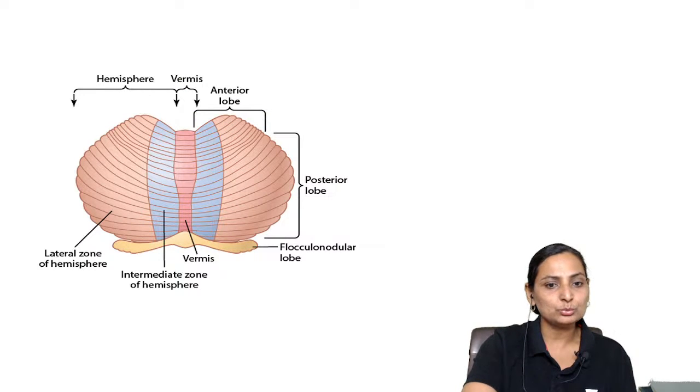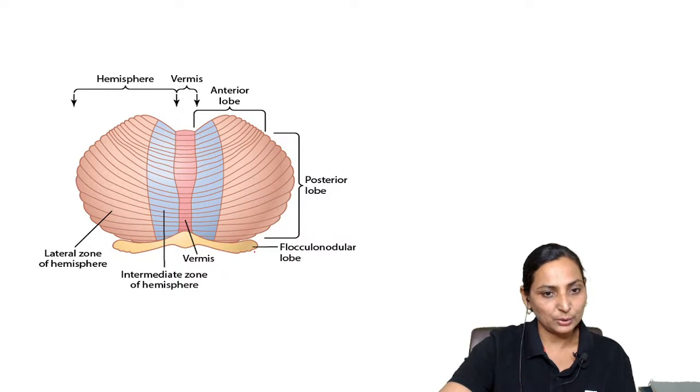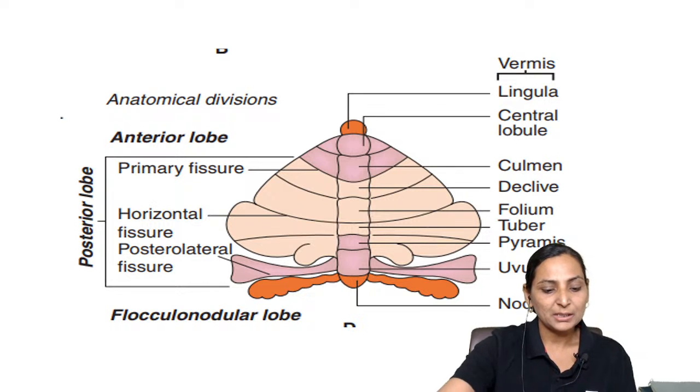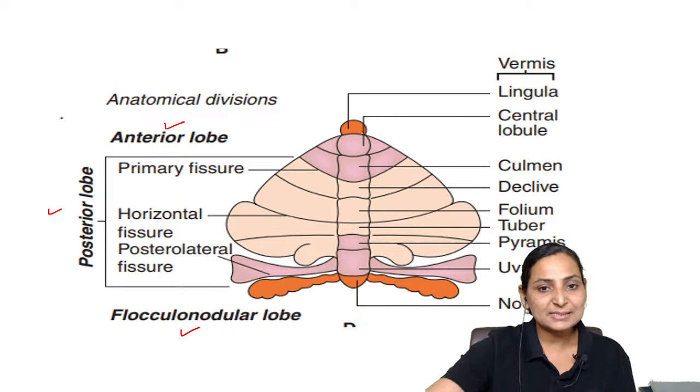Okay, now we look at the cerebellum. This is your cerebellum, which has this lateral zone. This is the posterior lobe. This is the flocculonodular lobe. This is the vermis, and the areas adjacent to the vermis are the intermediate zones. Now the anatomical division of the cerebellum: you have an anterior lobe, the posterior lobe, and the flocculonodular lobe. And the parts are the lingula, central lobule, culmen, declive, folium, tuber, pyramis, uvula, and nodule.